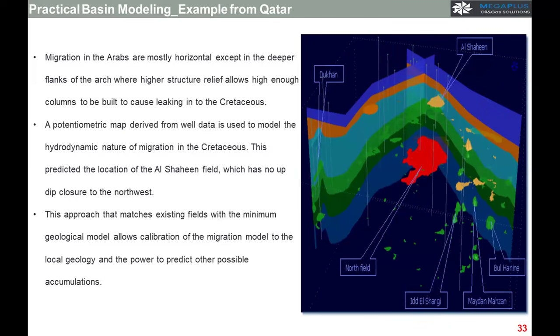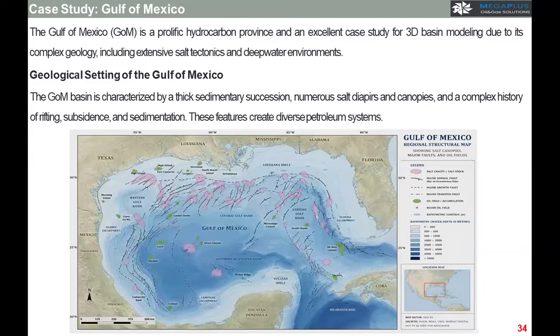This is a very good exercise, and by the way, this is real data. It's already published, and you'll find it on the website and in the Trinity software. They have done this exercise. Another case study is from the Gulf of Mexico, which we can call GOM, a prolific hydrocarbon province. It is an excellent case study for 3D basin modeling due to the complex geology of its reservoirs.